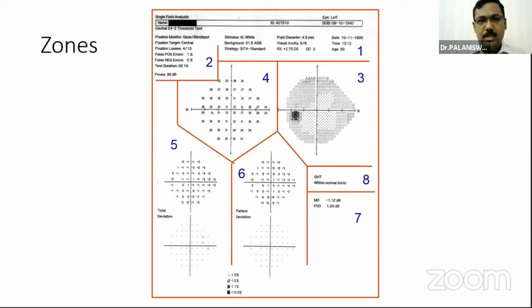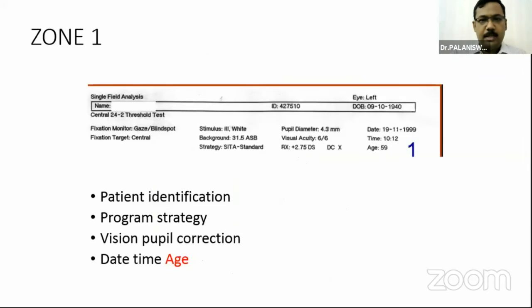So we'll take each zone at a time. First is zone 1, which has all the patient details. The patient's name has to be entered correctly, as well as the initial, the correct program, stimulus size, the correct pupil diameter, visual acuity, and refraction. Most importantly, the age has to be entered properly, because the patient's values are compared against the age-related normal.